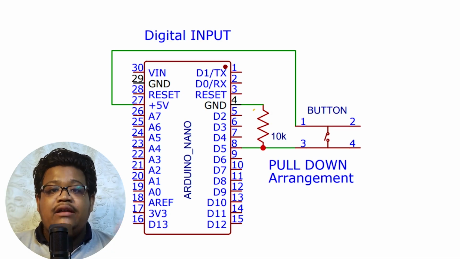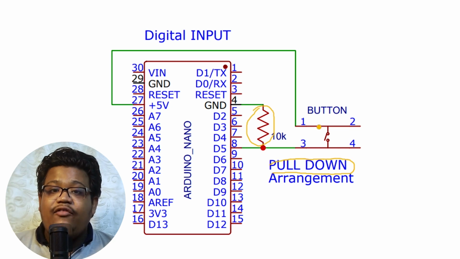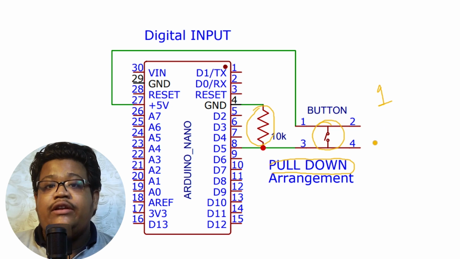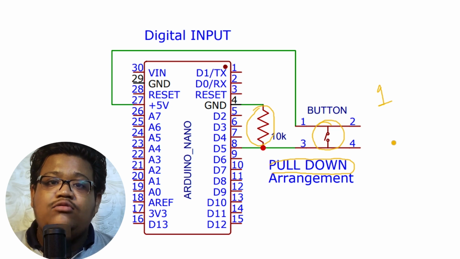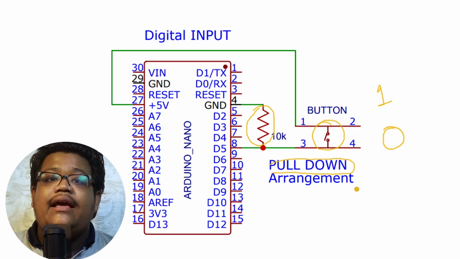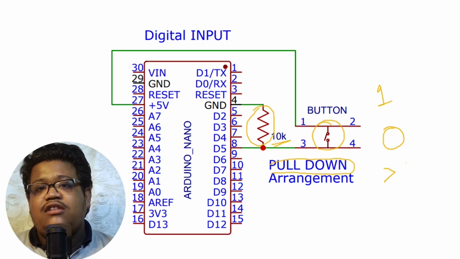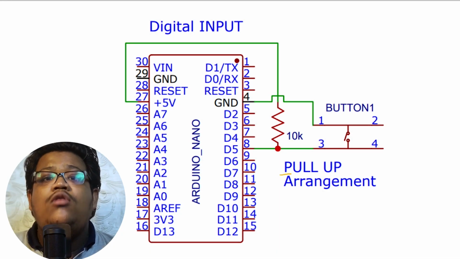So to avoid this problem, we use a resistor connected between the pin and the ground, and this configuration is called pull down configuration, and in this configuration the switch is connected between the pin and the VCC. So when you press the push button, the pin is connected to VCC, so it will return 1, and when you are not pressing the switch, the pin is connected to the ground through a resistor, so you will get a 0 reading. I would prefer to use a 10 kilo ohm resistor, but you can use any resistor whose value is greater than 1 kilo ohm. And there is another configuration which is called pull up configuration.